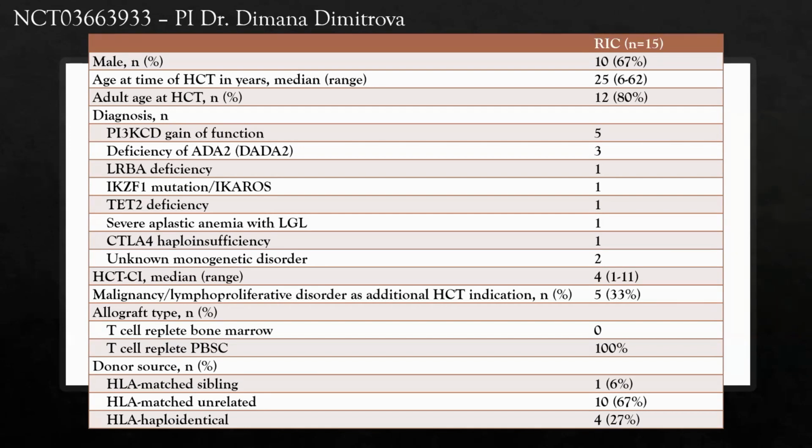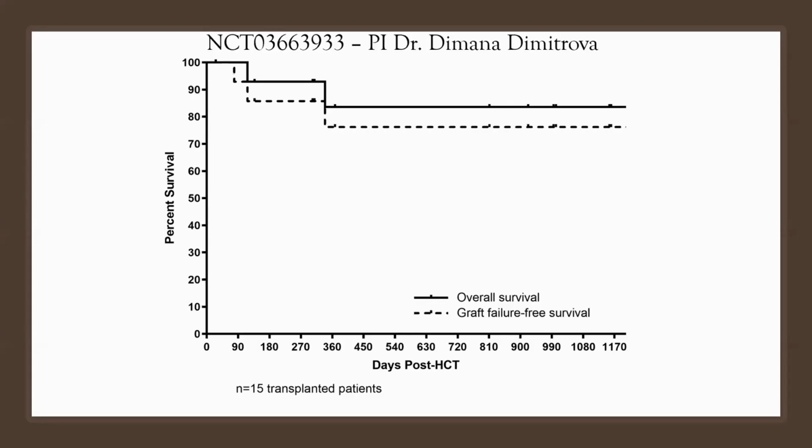We've preferentially put patients with PI3 kinase gain of function mutations, and DATA2, as well as the other diagnoses shown there. These were, again, largely adults, median age of 25 years at transplant, but up to age 62, with high comorbidity indices, often with lymphomas, and the range of donor sources shown there. They all got PBSC grafts as one of our ways to improve engraftment.